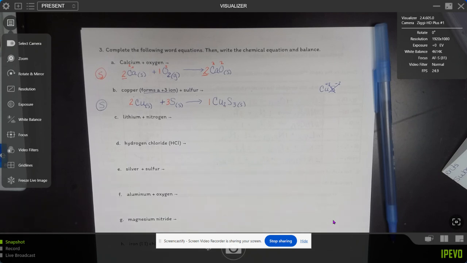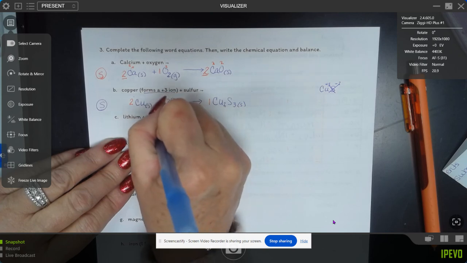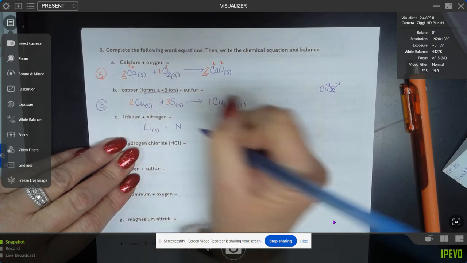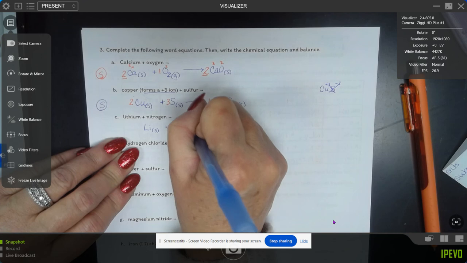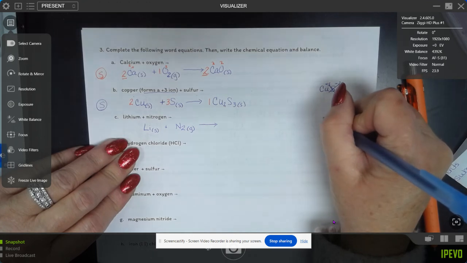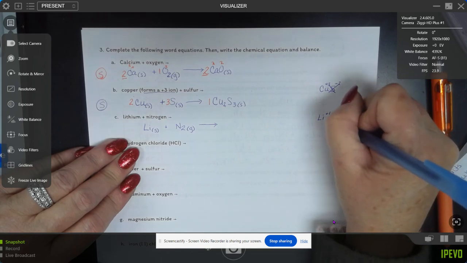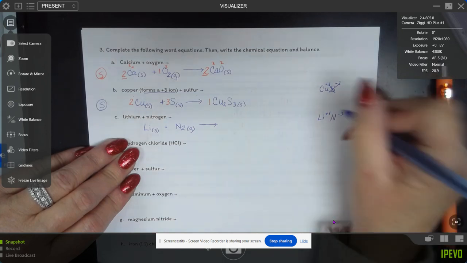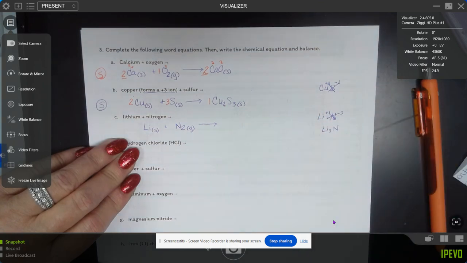All right, let's look at letter C. So we have lithium, which is a metal, plus nitrogen, which is one of the 7 diatomic elements, so N2. It's also a gas. Reacts to produce, I'm going to go all the way over here. Lithium is +1 when it forms an ion. Nitrogen is -3 when it forms an ion. So if I crisscross, I get Li3N as my product.